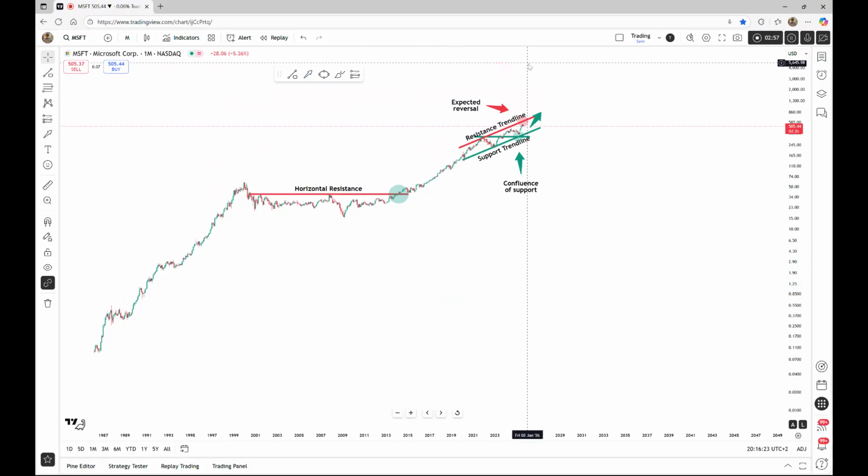The moment Microsoft actually starts to create bearish confirmation and initiates the bearish reversal towards the downside, I will immediately update this analysis, so make sure you stay tuned.